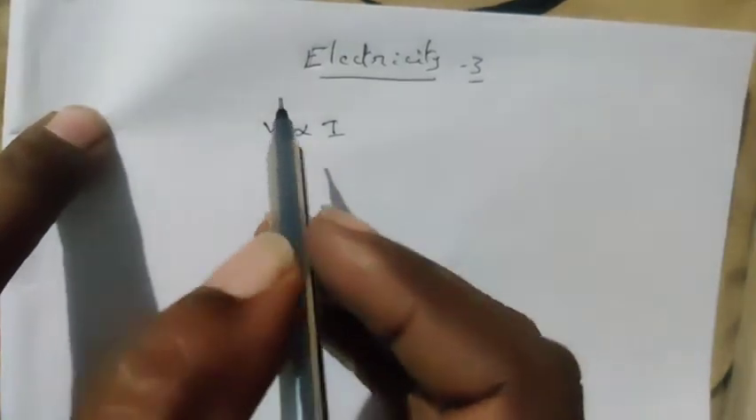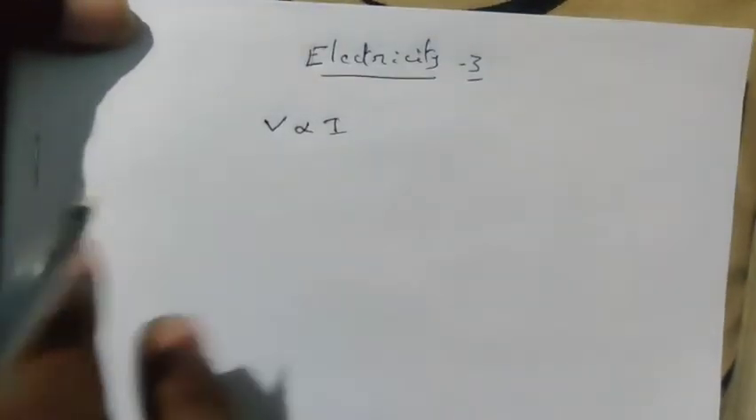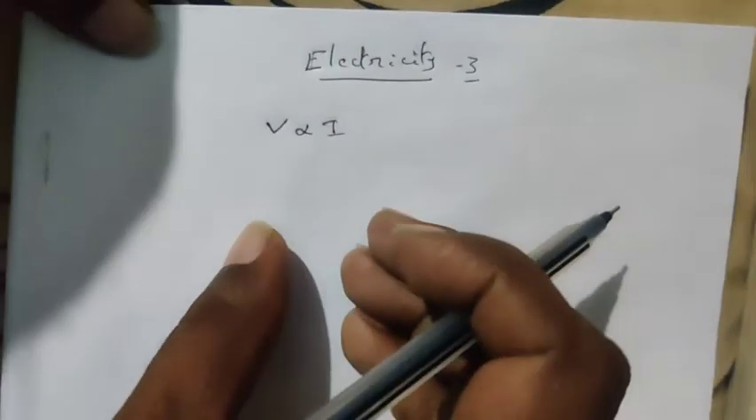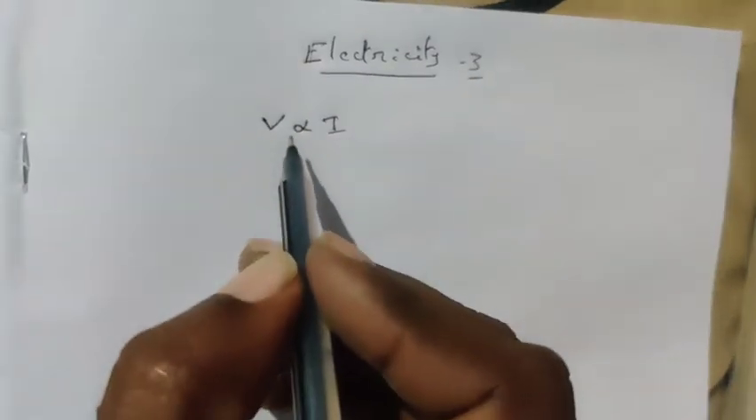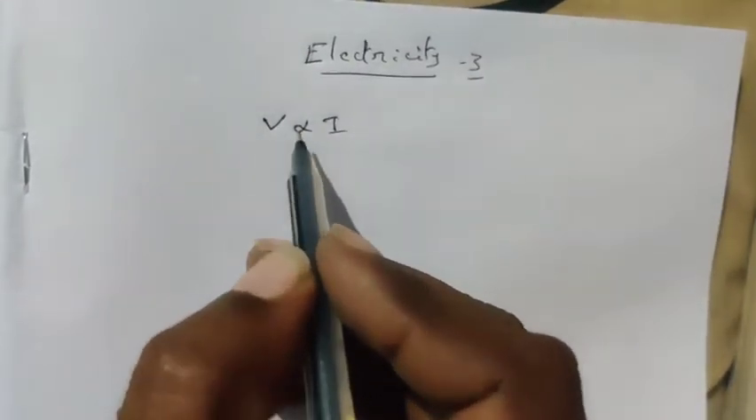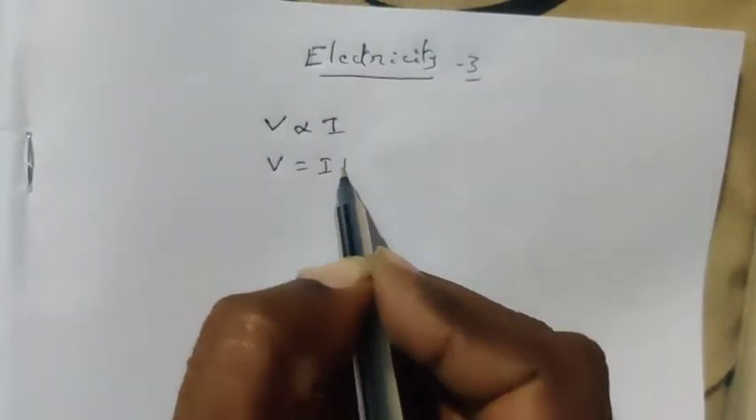We said that potential difference is directly proportional to the current. It means V is directly proportional to I. We have already learned that. Now, if you remove the proportionality, we have to keep a constant. Therefore, V equals IR.